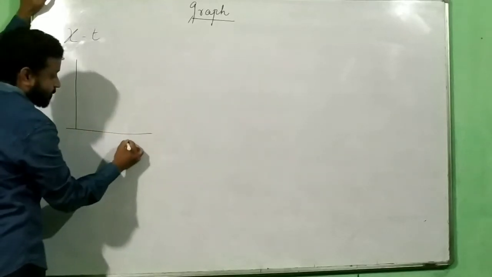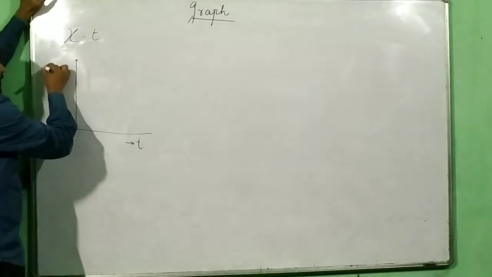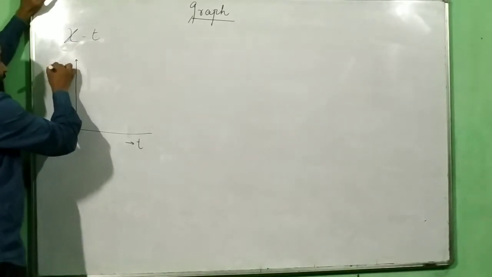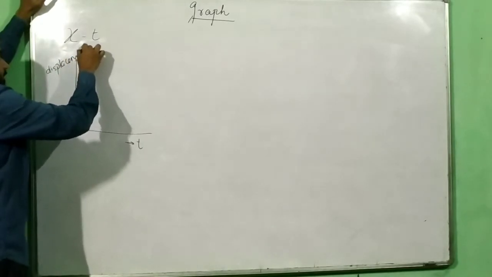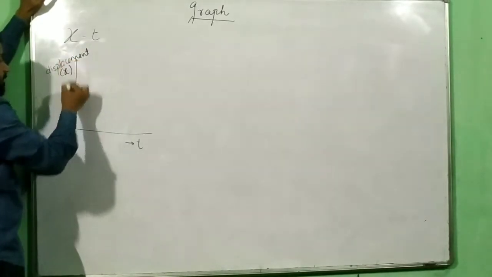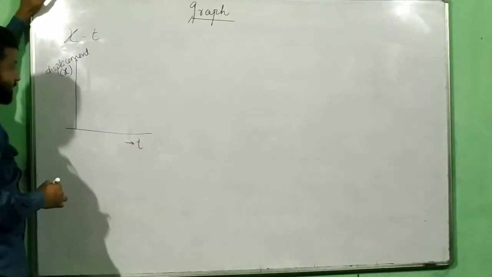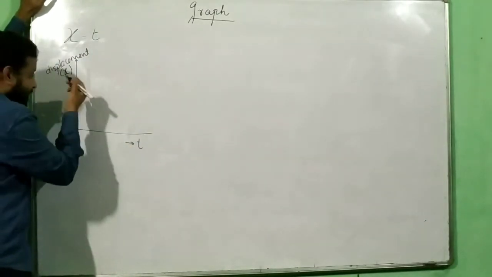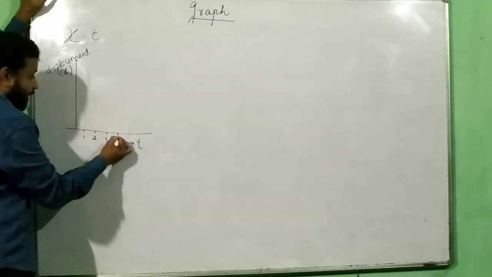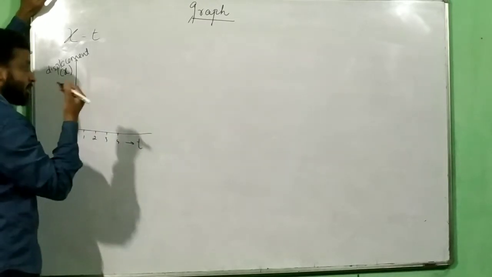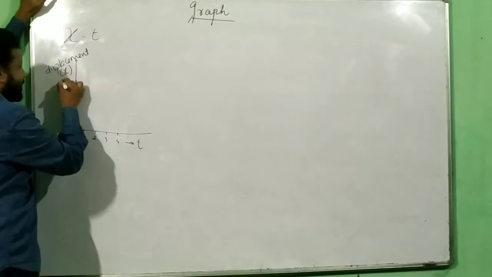Our time is always plotted along the x-axis, and the displacement is plotted along the y-axis. So consider that this is my displacement being plotted along the y-axis and time being plotted along the x-axis. Now if I say that at time t equal to 1 second, at 2 seconds, at 3 seconds, at 4 seconds, whenever I see, the object was always found to be at some distance, let us say 5 meters.